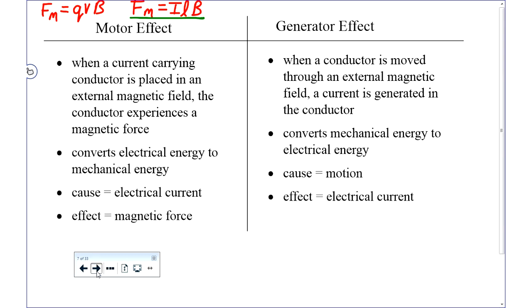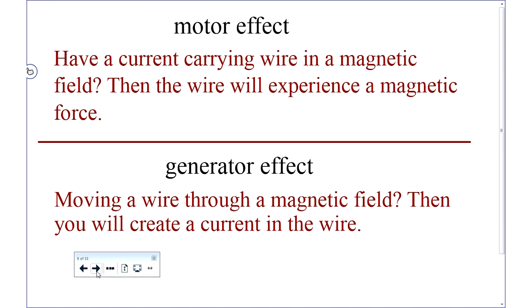Now, if you were to look at the motor effect just in general, I'm saying if you've got a current-carrying wire in a magnetic field, then you're going to have a magnetic force. That is about as succinct and to the point as I can get. The generator effect, are you moving a wire through a magnetic field? If you are, you will generate a current.